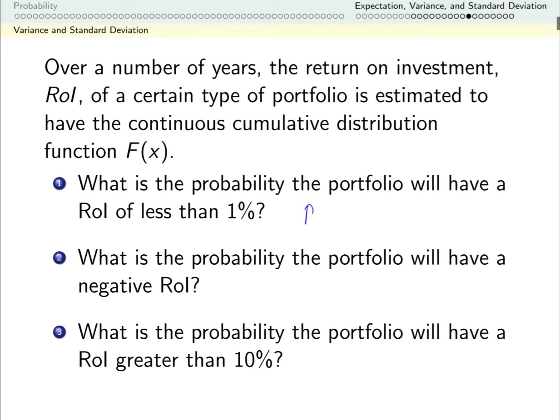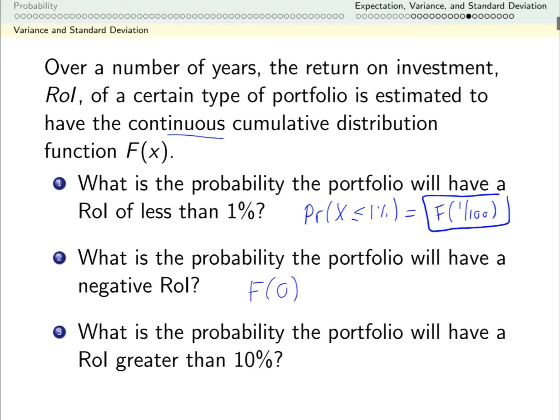So the probability that our random variable will be less than 1%, well, that's exactly F of 1%. One thing to remember is we don't have to worry about less than or equal to, because this is a continuous random variable. Number two, what's the probability it'll have a negative return on investment? Well, that's the probability that it's less than 0, so that's F of 0.